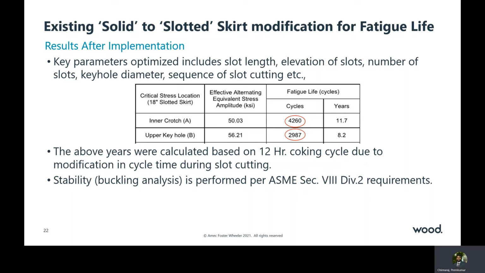An easy-to-remove insulation window was recommended to inspect and monitor the critical areas that include keyholes and skirt weld. In this particular case, the client wanted slot cutting to be done in the field during operation. Therefore, the usual approach of slotted window panel replacement was not carried out. Moreover, during the study, the cycle time was modified to a 12-hour coking cycle.